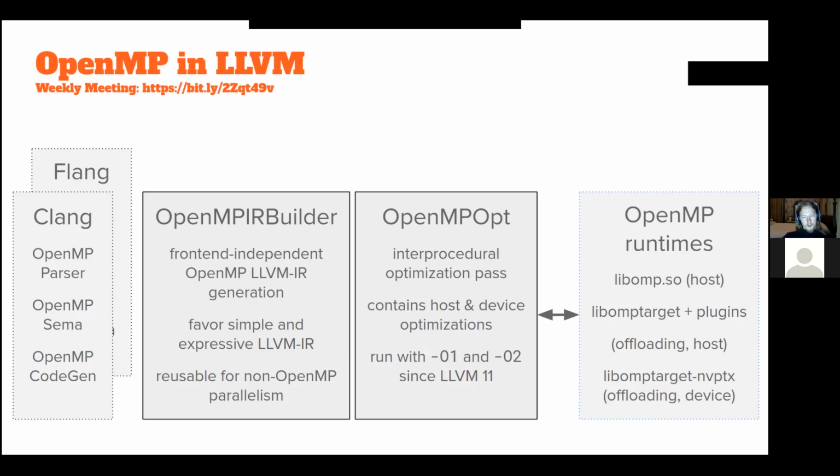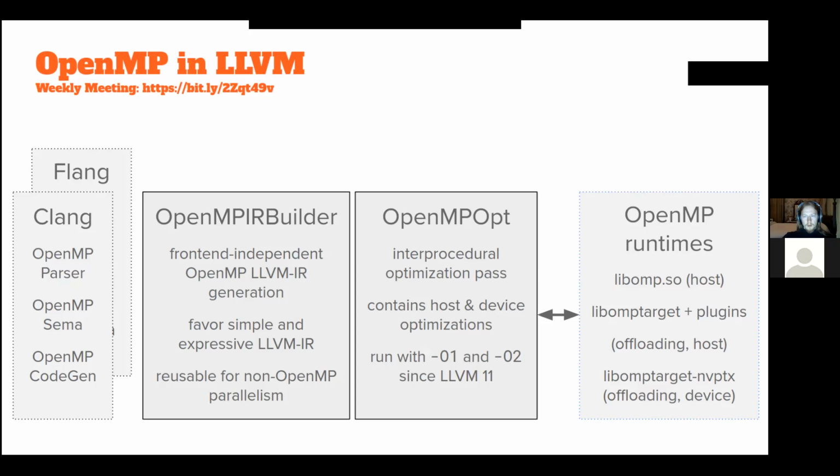and optimizations. Now, those optimizations are done with the OpenMP opt pass, which is an interprocedural optimization pass that contains optimizations for both the host and device when using OpenMP. And ever since LLVM 11, it's been in the default optimization pipeline and can be run with O1 or O2 and above. Now, we also have the OpenMP runtimes themselves.